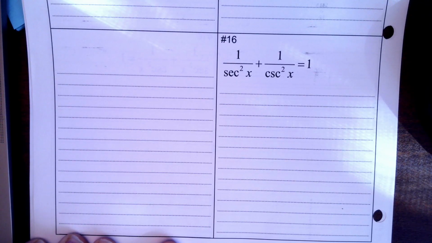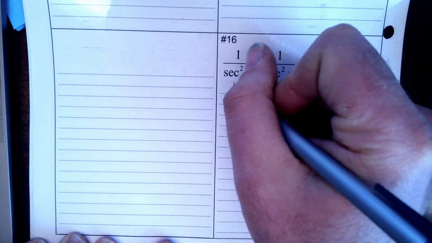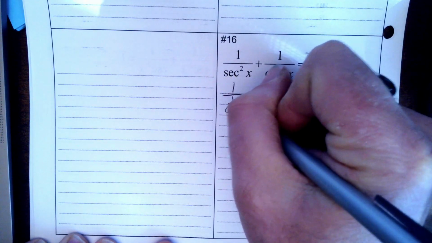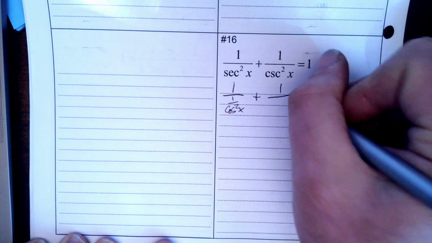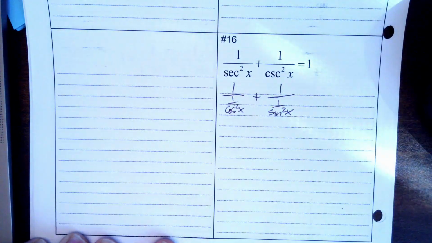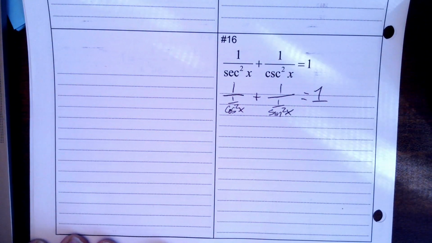So secant squared and cosecant squared, again, we can oftentimes turn these into terms of sine and cosine. So if you wanted to say 1 divided by 1 over the cosine squared of x plus 1 divided by 1 over the sine squared of x, you could turn that into that format. And all of that should still equal 1, because remember, you're only allowed to change one side of an equation to prove an identity.